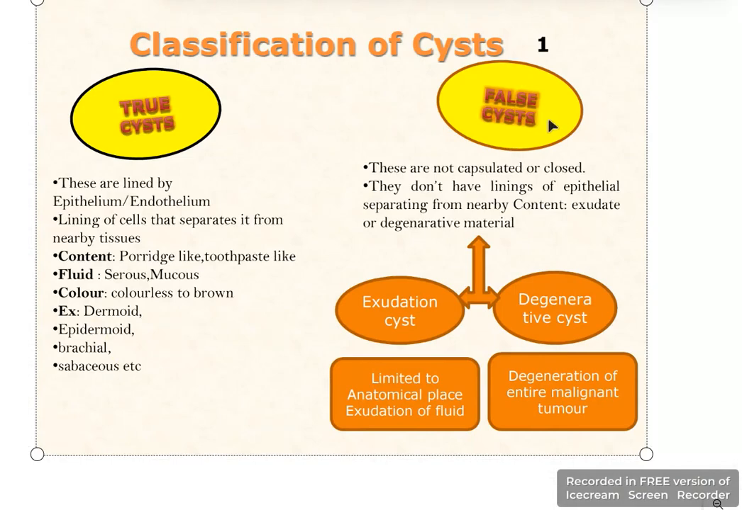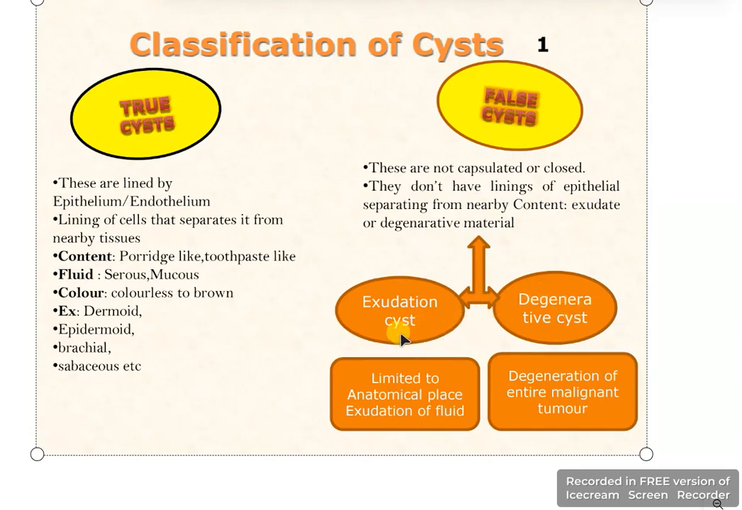Then we see here the false cysts. These are not capsulated or closed, so they don't have linings of epithelial cells separating them from nearby content. So they can contain exudate or degenerative material related to the surrounding tissue. So here are the two types, exudation cyst and degenerative cyst.